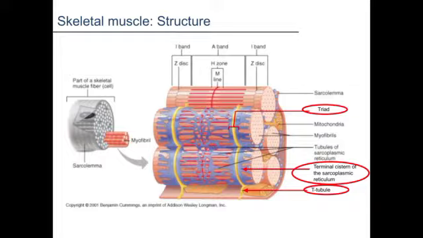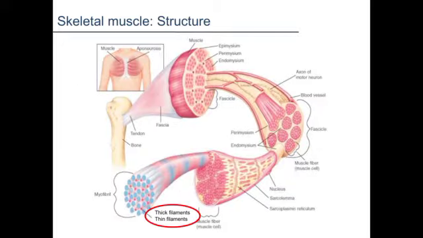The terminal cistern of the sarcoplasmic reticulum, which stores calcium ions, connects the T-tubule and the tubules of sarcoplasmic reticulum that wraps around the muscle fibers. The individual muscle fibers are made up of bundles of myofibrils that are made up of thick and thin myofilaments known as actin and myosin.